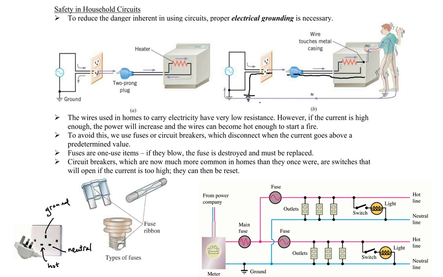Now you also have within households something called a fuse. A fuse is needed in a household because your wires will start to melt if you have too high a current going through them. Therefore, we have to put a device called a fuse within your circuits to prevent that overheating of the wires, which could lead to an electrical fire.